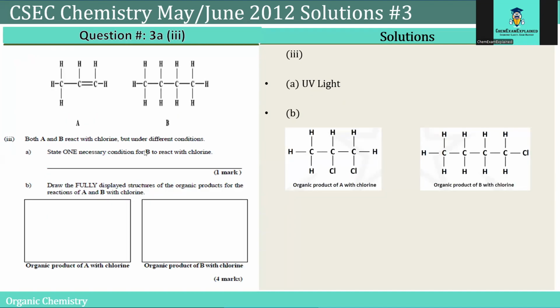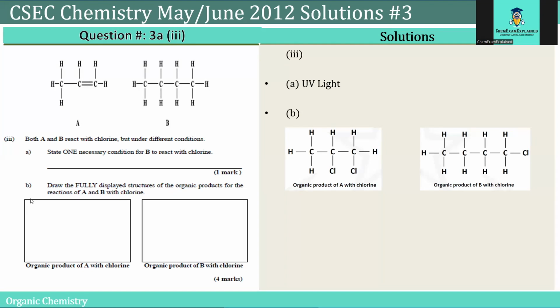3A, part 3. Both A and B react with chlorine, but under different conditions. A. State one necessary condition for B to react with chlorine. So in order for B to react with chlorine, it requires UV light. A does react with chlorine, but it does not require the condition of UV light since it is unsaturated, and that makes it more reactive than B.